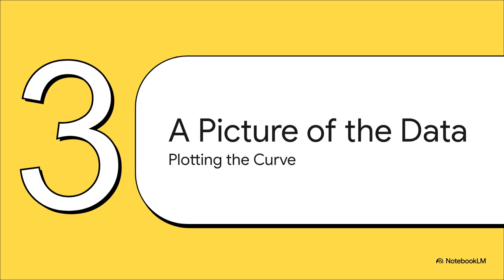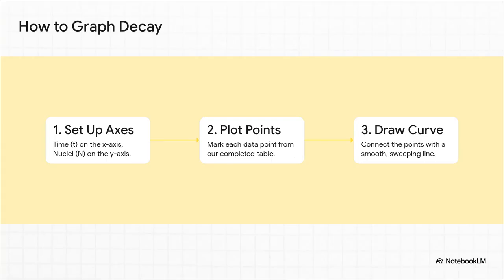Now, numbers in a table are great. They're super useful. But sometimes, to really see the story the data's telling us, you need a picture. So our next step as detectives is to visualize this evidence. We're going to plot a graph. And it's actually a really simple process. All we do is set up our axes, we'll put time on the bottom, the x-axis, and the number of nuclei on the side, the y-axis. Then we just plot the points from our table and connect them all with a nice smooth curve.